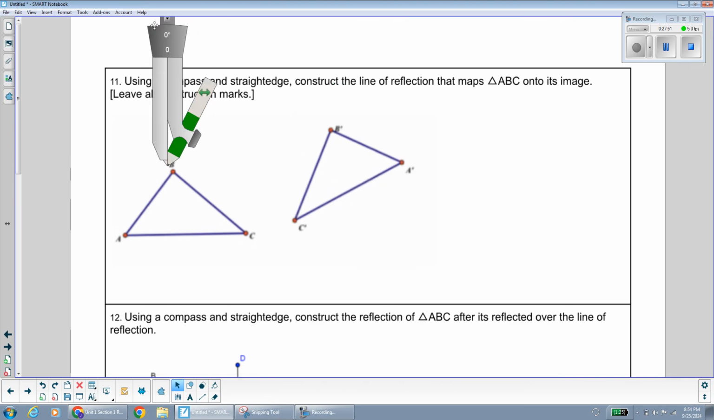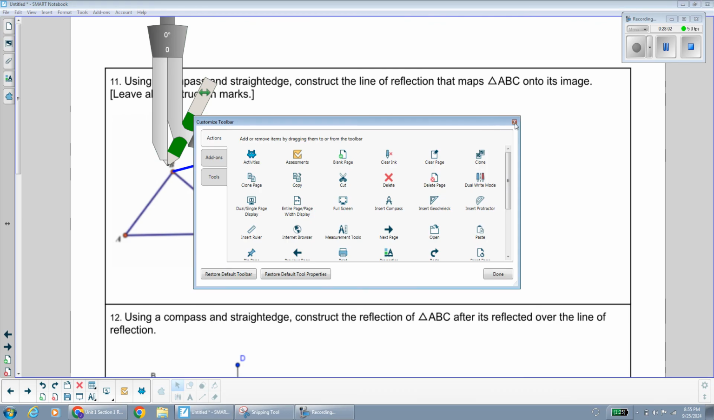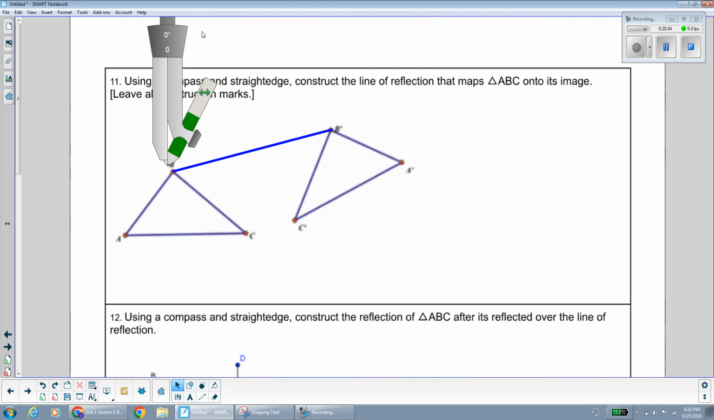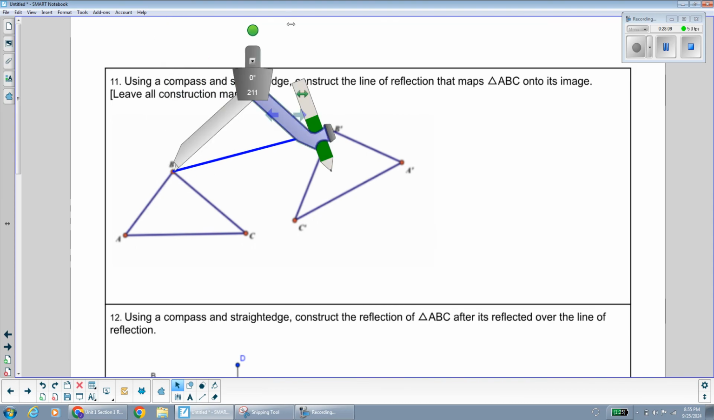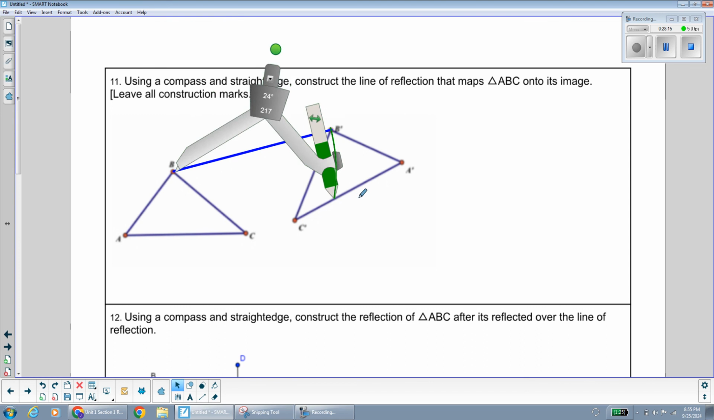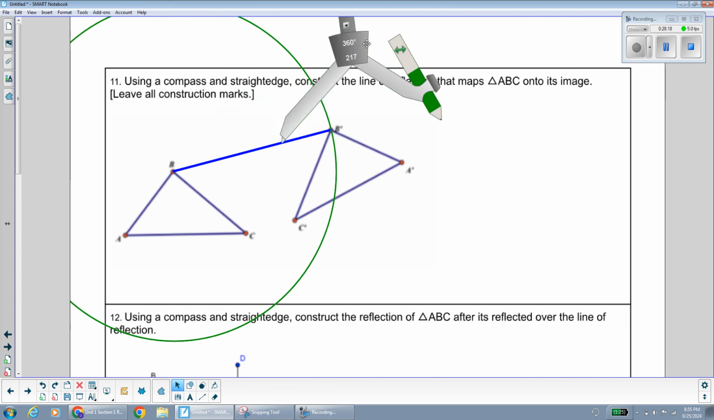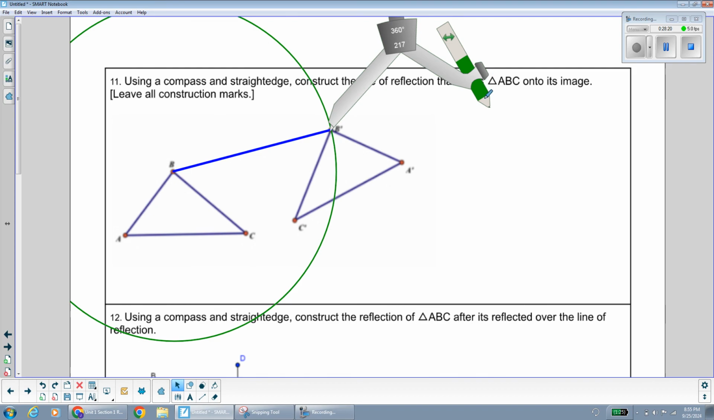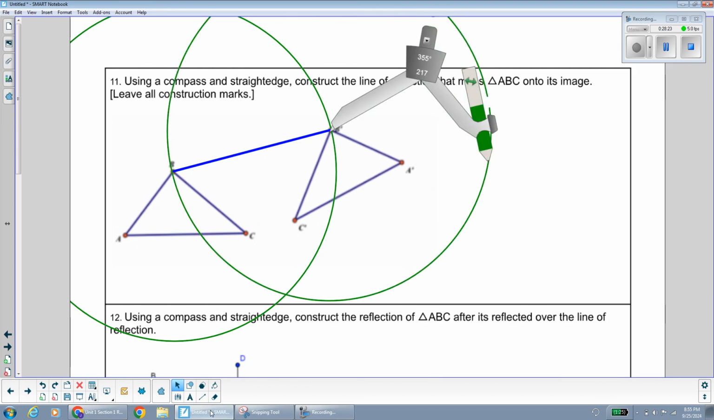Remember, the line of reflection is an equal distance between both of the figures. I'm going to connect two corresponding points together. I just connected B and B prime. And I'm going to make the perpendicular bisector. So I'm going to open up to the other endpoint, swing a circle over to the other endpoint, swing the same circle. That should be the line of reflection.